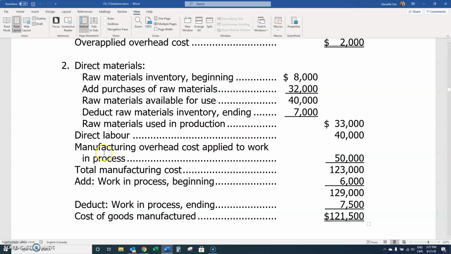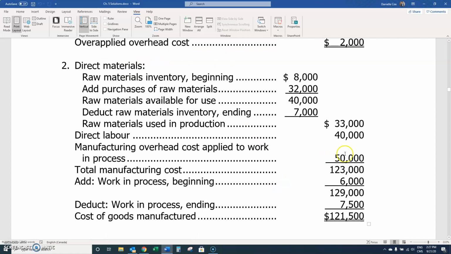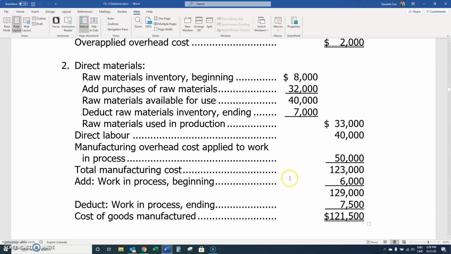And then our manufacturing overhead cost applied to work in process, we calculated that up here: 10,000 machine hours times $5 per machine hour is 50,000. So that gives us our total manufacturing cost during the year. But what did we start with in the beginning? There was work in process that wasn't complete at the beginning. So those amounts are right here, work in process beginning and work in process ending. So we started already with 6,000. So we had $129,000 worth, but our ending work in process still had $7,500 in there.